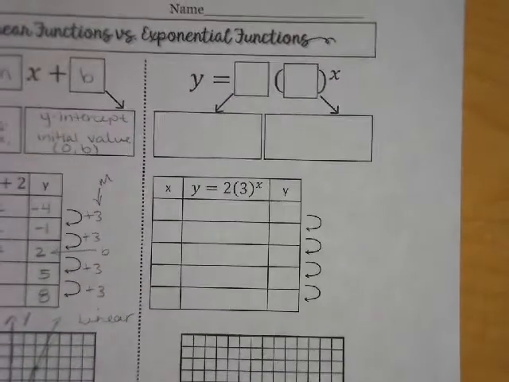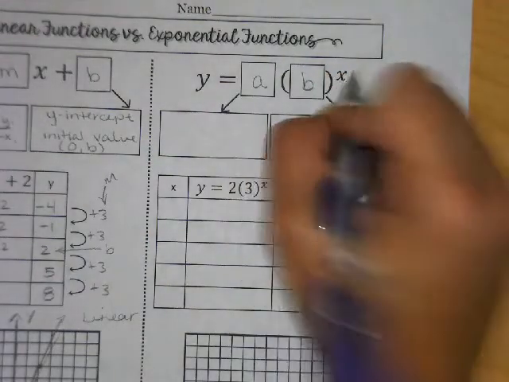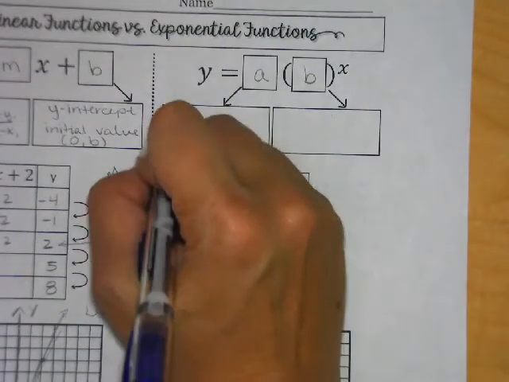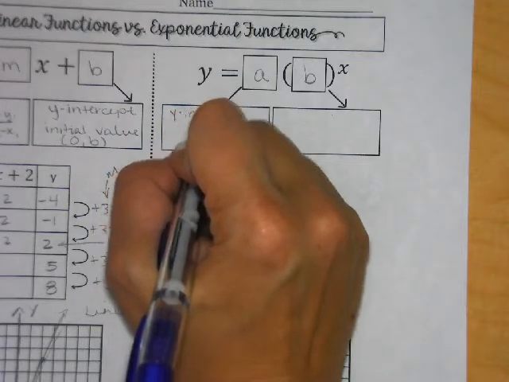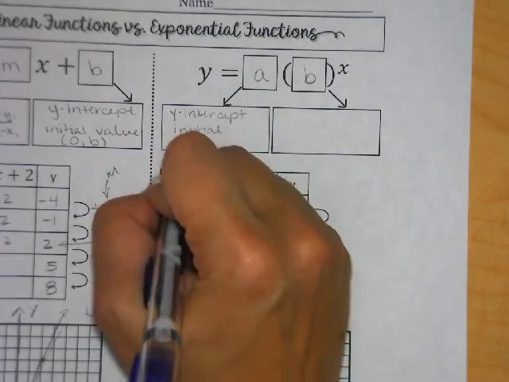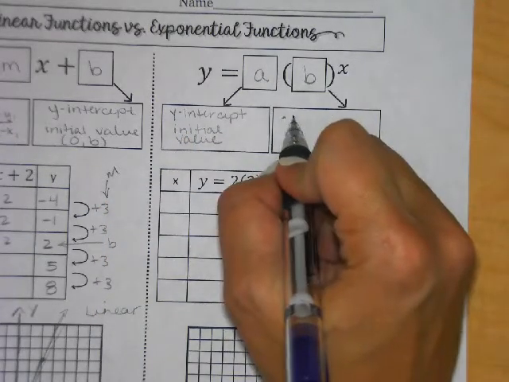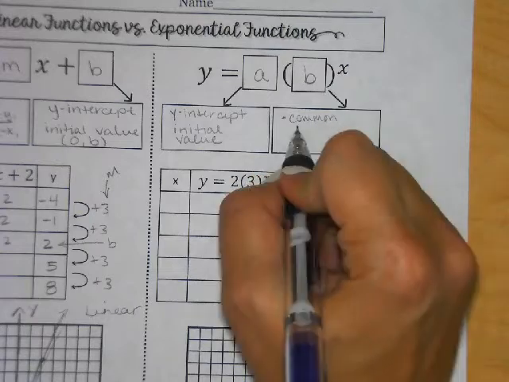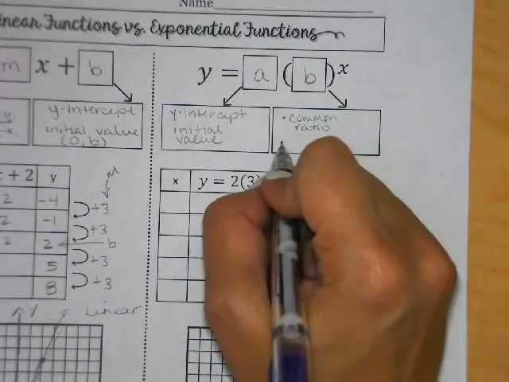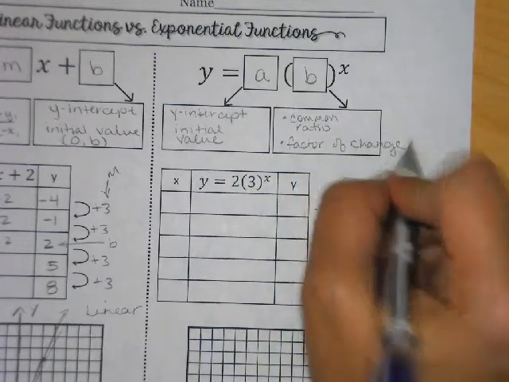In like manner, if we came over here to exponential functions, this is laid out a times b to the x power, where a is our y-intercept, or our initial value. Okay, and this is our common ratio, or you'll also hear it called the factor of change. More likely we'll call it that common ratio because that's what we're used to.